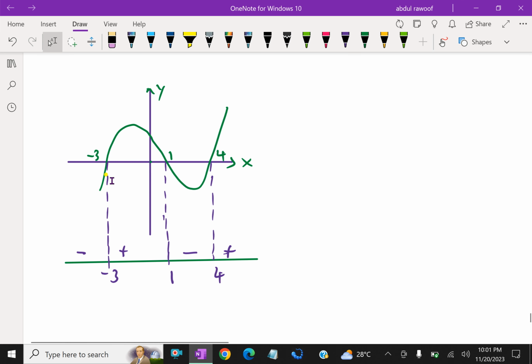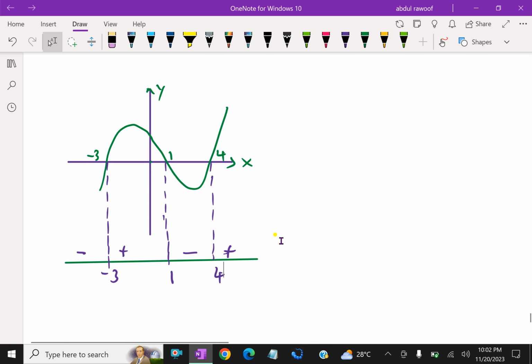You have to consider, look one more time: from minus 3 it is decreasing, so negative sign. From here, 3 to 1, it is increasing. From 1 to 4, it is decreasing. From 4 onwards, it is increasing.